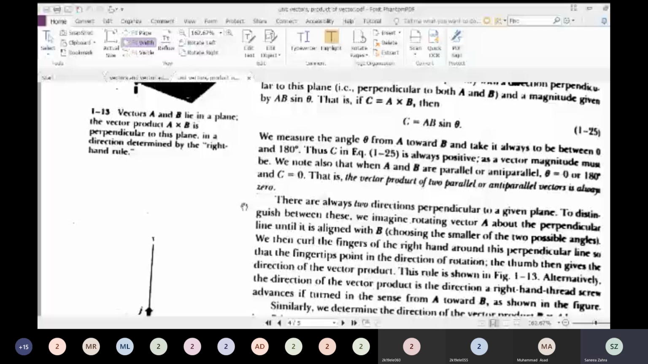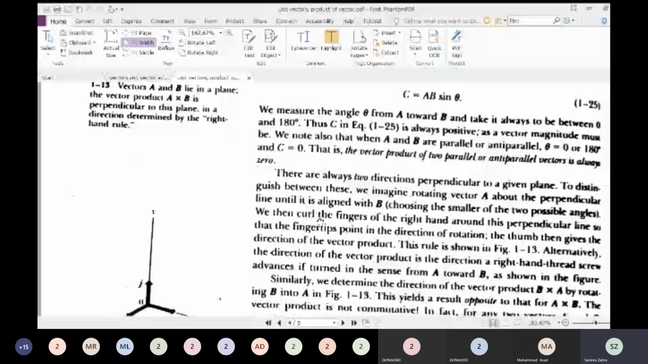We note also that when A and B are parallel or anti-parallel, C is 0, obviously. There are always two directions perpendicular to the given plane. To distinguish between these, we imagine rotating vector A about the perpendicular line. You know this clockwise rule.